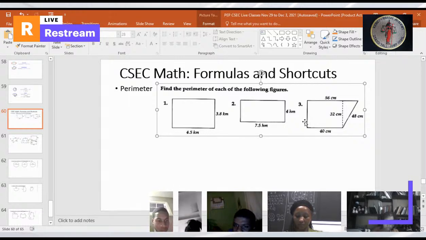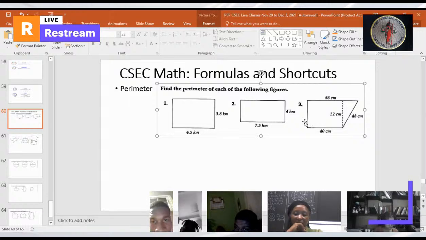Miss, it's because on a rectangle, two sides are equal. So I did 7.5 times 2, and I got 15.0, and then I did 4 times 2, and I got 8, and 15 plus 8 is 23. All right, very good. Okay, how about number 3?